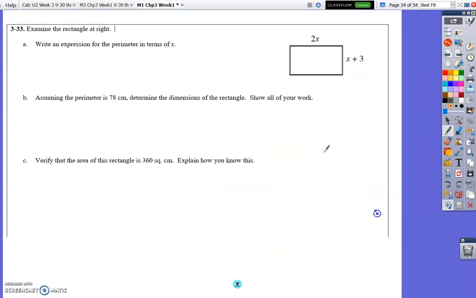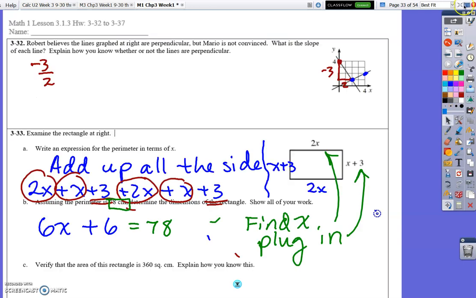If we look at this one, oh, that's the same question. So sorry about that. I've put them together with the work we've already done. So on part C, it says verify that the area of the rectangle is 360 centimeters. So once you know what x is, we know the area is 2x times x plus 3. So if you plug in your two sides, whatever x is, it's going to be a fairly large number, and you plug it in and multiply them up, the two numbers that you get, you should get 360.